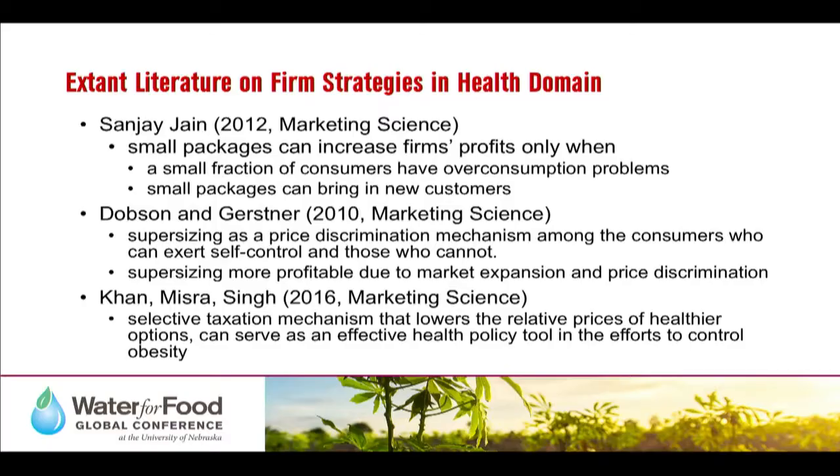Now, there has been some work done in the academic literature on firm strategies in the health domain. There are papers which have looked at how small packages can improve firm profitability. There has also been some work which has looked at how supersizing as a strategy can improve profitability by allowing firms to price discriminate among consumers. And then there is also some work which has looked at how selective taxation mechanisms can be more profitable, especially if higher taxes are imposed on junk foods.